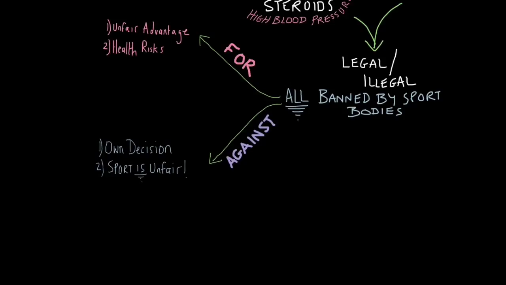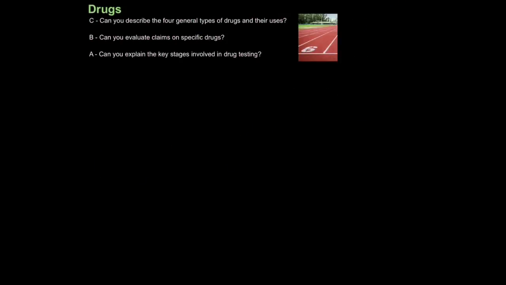But on the flip side, because there's always a flip side in science, people do argue that it's the athlete's own decision. It's their body, they're adults, they can do what they want. If they want to take the risk and mistreat their body, it is really up to them. The second argument is many will say sport is unfair. Different athletes have different training facilities, different coaches, different pieces of equipment. All these give certain athletes an unfair advantage or disadvantage. So why not level the playing field by throwing steroids and stimulants into the mix? Whether this is right or wrong is entirely up to you. You decide. So that's how you describe the 4 general types of drugs and their uses.